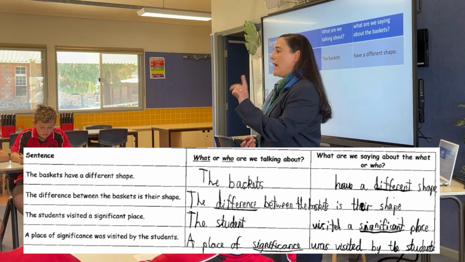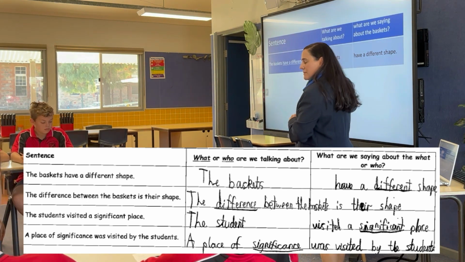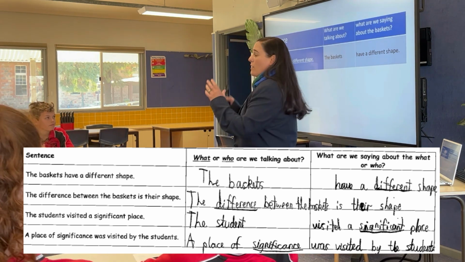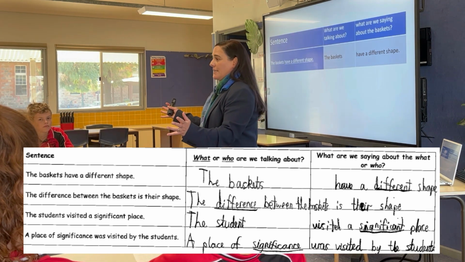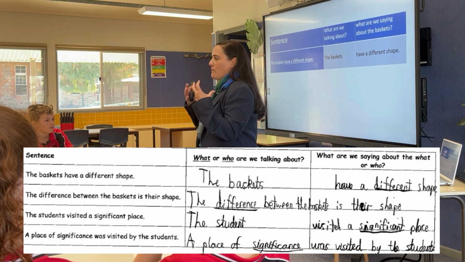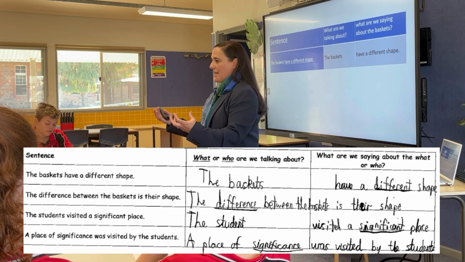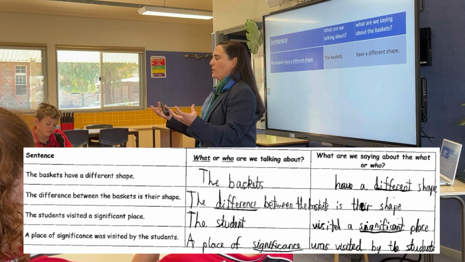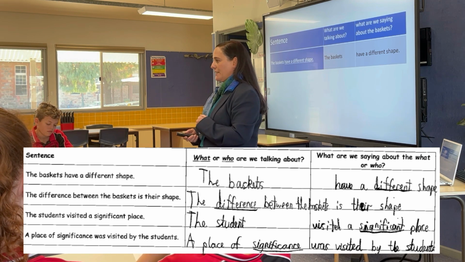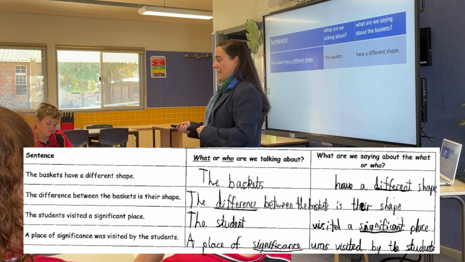Can I get you to underline the word different? Just the word different. We'll come back to that word soon. So I'm talking about the baskets and that they have a different shape. Often, if I really want to start with the most important thing in my sentence, that's what I start with. So if the baskets is really the important part, that's what I'll say first, the baskets, at the start of my sentence. But I can change my sentence around and say it this way.